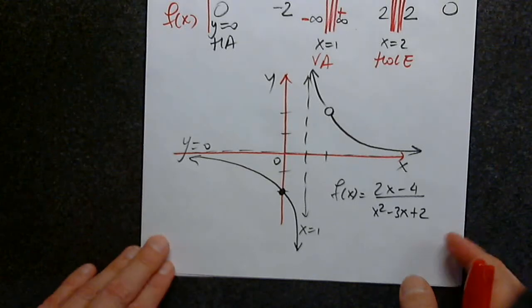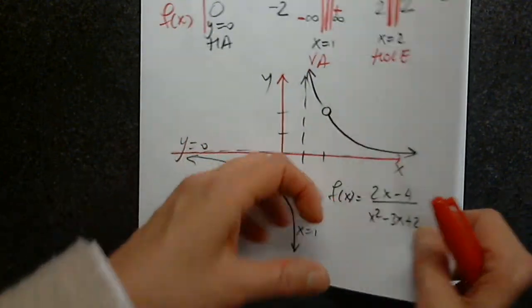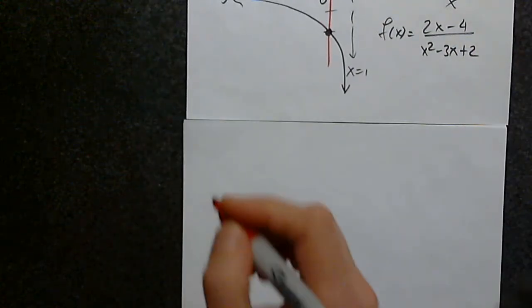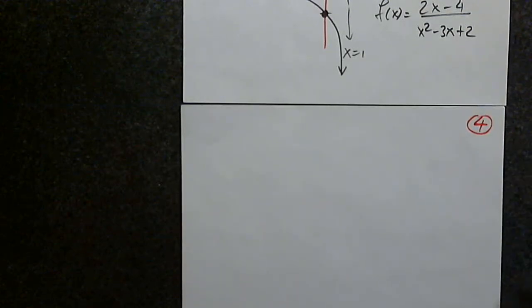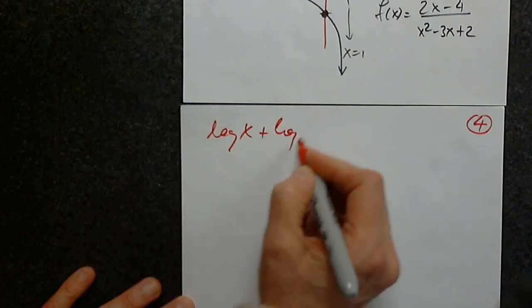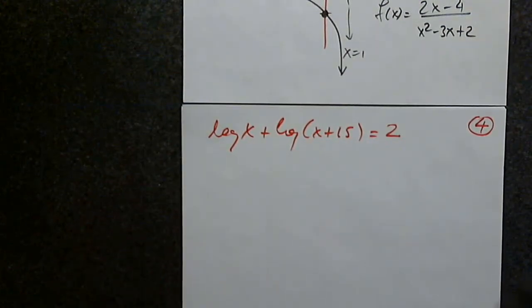Okay, we want to go to 12 and then we'll come back to other problems. We want to jump to 12. Okay, we want A, B, whatever we want. Which one? A. Very good. So we have log x plus log (x plus 15) equals 2. So this is 12.